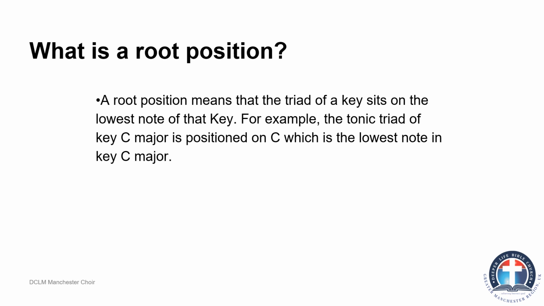So that's why, you know, I don't want to go into other types of tonic triads. There could be other types of tonic triads where you can start with the third and the fifth, and then you jump up to the first. Okay, that won't be a root position. So the root position is starting with the lowest note, which is the lowest C of that key. All right. So for example, the tonic triad of key C major is positioned on C, which is the lowest note in the key of C major. That's the lowest C. All right. So that's what that is about.